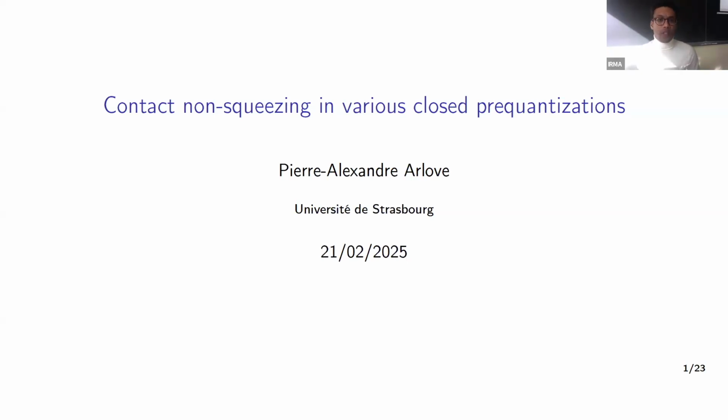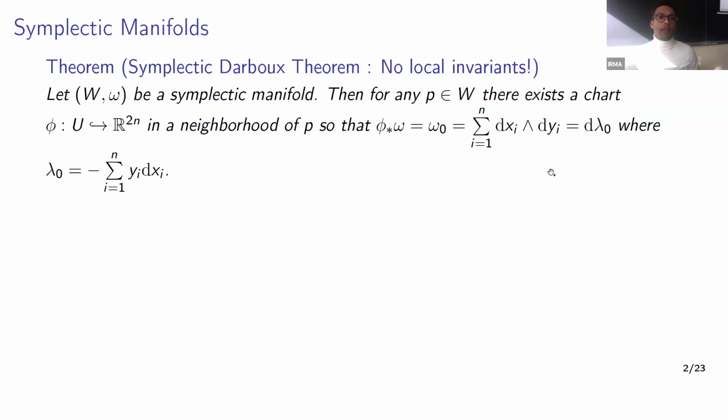I will start the talk by talking about what happens in symplectic geometry, and then what happens in contact geometry, present my result, and compare what happens in these two worlds, because there are similarities, but there are also differences between contact and symplectic geometry.